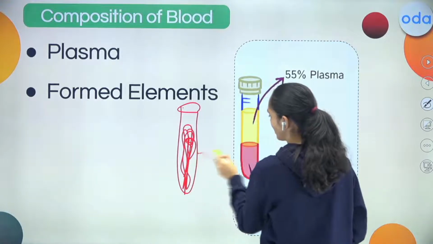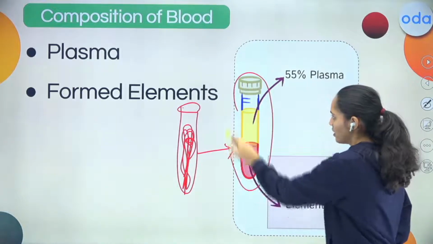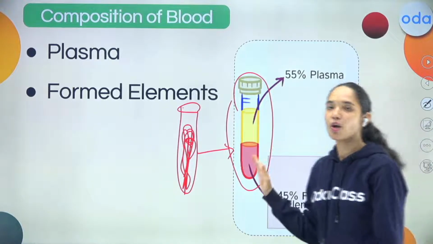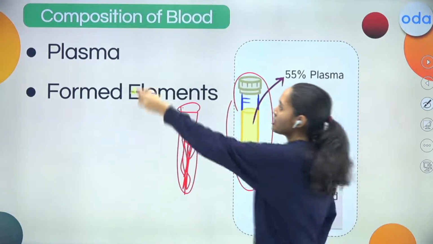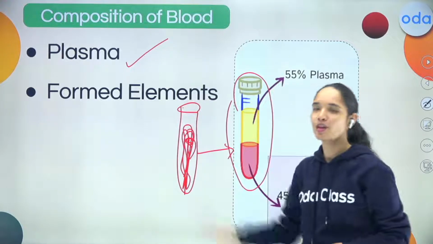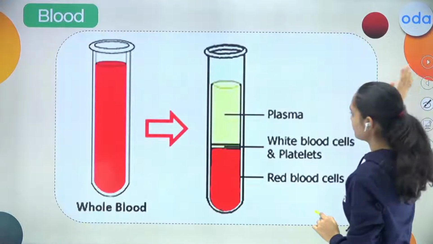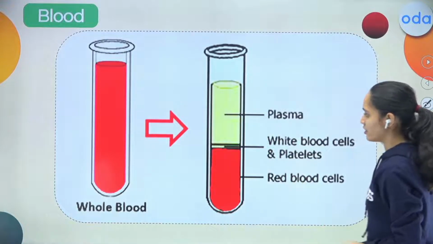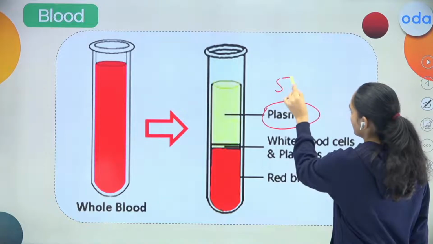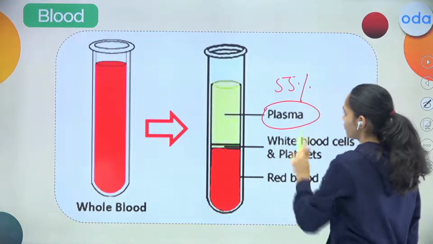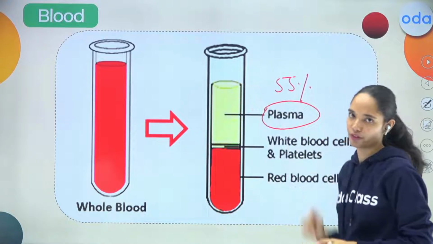So when you centrifuge it, then these will be the components. We can divide the components of blood into two main types. The first one is the plasma, followed by the formed elements. See, my dear children, in our blood, 55% of the composition is made up of plasma, which is the yellow fluid.